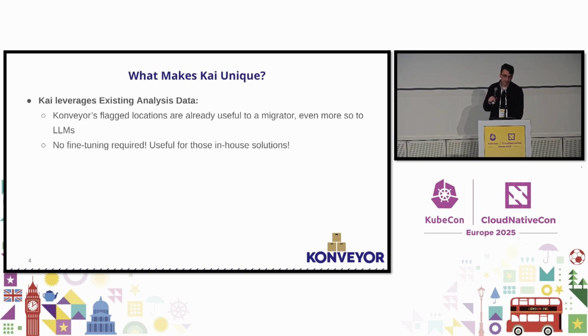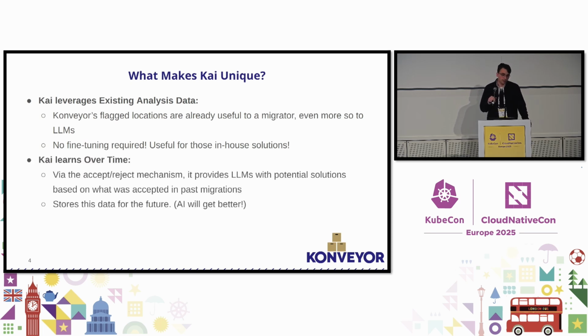So what makes Kai unique? Well, Kai leverages existing analysis data. Konveyor's flag locations are already extremely useful to a migrator, and you can imagine how that sort of structured data would be useful for LLMs. And no fine tuning is required, so it's useful for those bespoke, complicated in-house solutions.